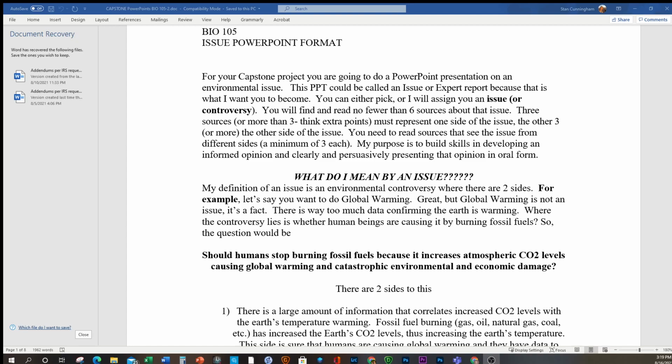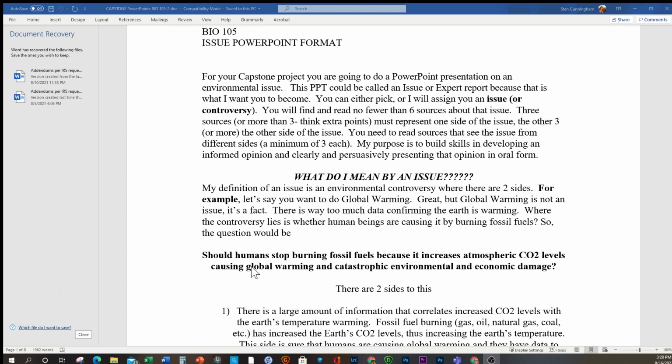So you're going to do an issue PowerPoint. What do I mean by issue? Issues have two sides. So as I explain here in the document, global warming is not an issue. Global warming is a fact. An issue where people argue is whether human beings are causing it by burning fossil fuels, or is this just a natural part of climate change that has happened throughout the history of Earth. Those are two different sides on global warming.